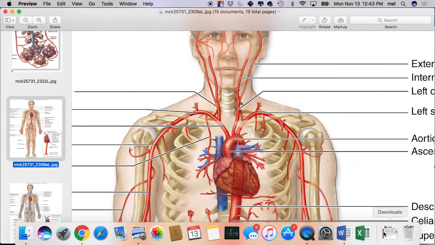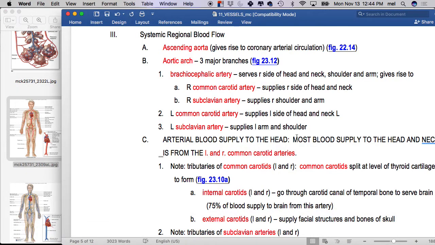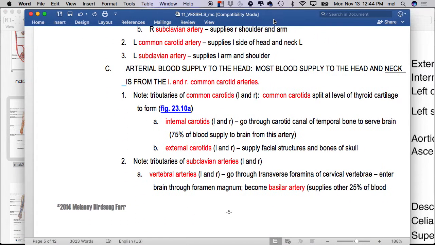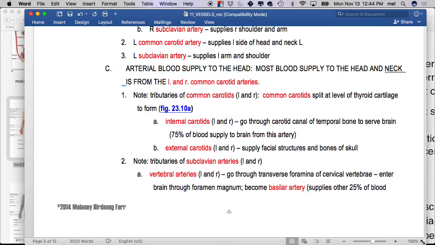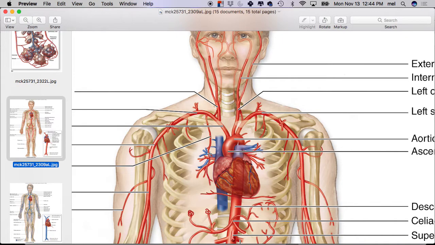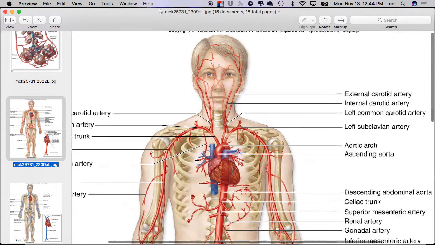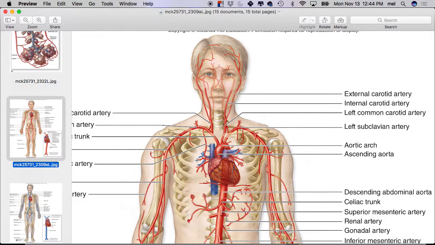So what we are going to do is deliver blood to the head, so arterial blood supply to the head. The vast majority of blood supply to the head and the neck is from the left and right common carotid arteries. And you know carotids because, of course, you learned the holes that one of them goes through, right? It's going to go through the carotid canal. Okay, but FYI, if you have a common vessel, it means it's going to split. And it's usually going to split into something that's named similarly. It's usually either going to split into a superficial and a deep or an internal and an external.